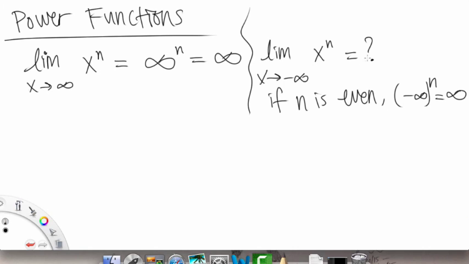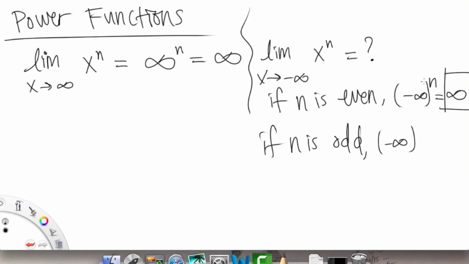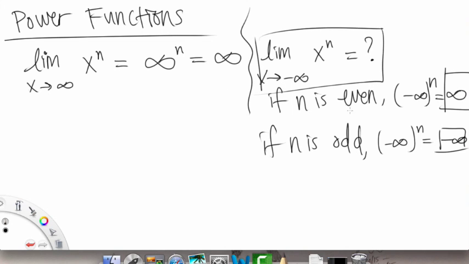So this limit equals positive infinity when n is even. But if n is odd, then we'll have some negative value raised to the first, third, fifth, seventh power, etc., so that negative sign would be there. Those are the two different cases that could happen to this limit. If n is even, you get a positive infinity. If n is odd, you get a negative infinity.